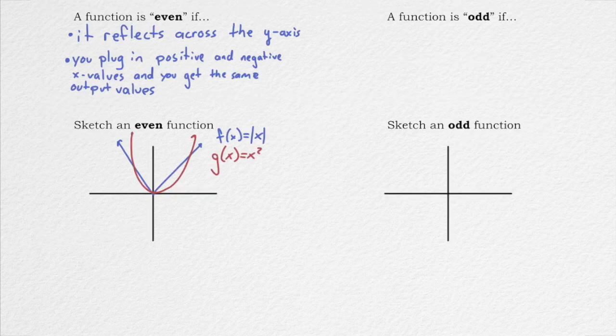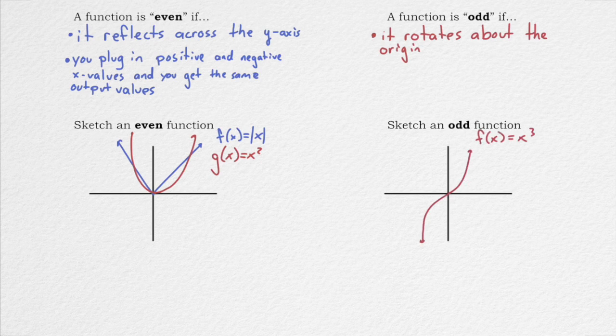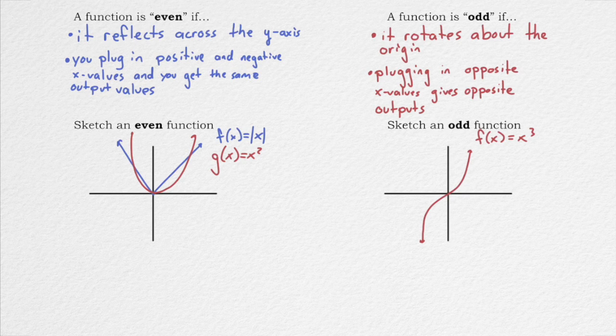Now let's contrast that with an odd function. We say a function is odd if it rotates about the origin. A great example of that is the function x cubed. Again, if we wanted to be a little bit more specific about this, we could say that if we plug in positive x values, we get these, well, I guess positive y values. Whereas if we plug in these negative x values, we get the exact opposite y values. They end up being the same value, but negative. In other words, you could say plugging in opposite x values gives you opposite outputs.